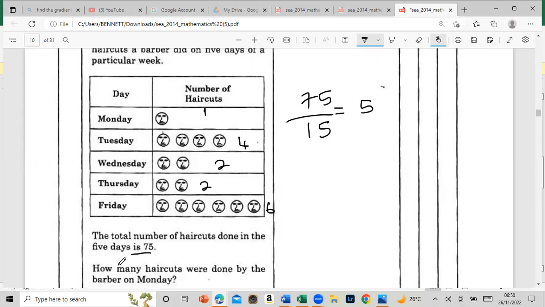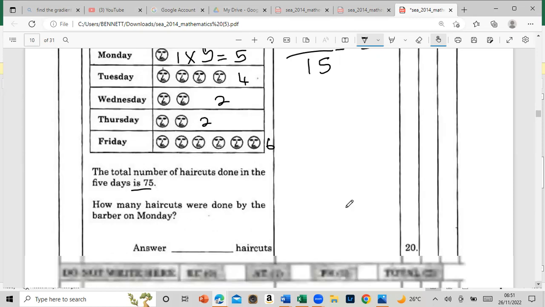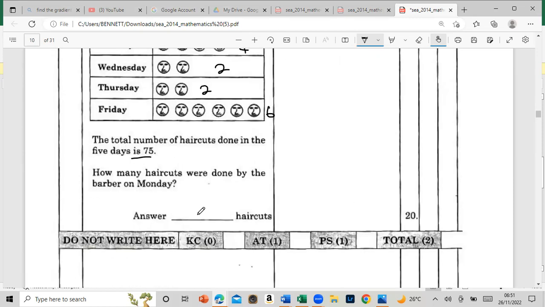It says, how many haircuts were done by the barber on Monday? So that means it's 1 times 5, that gives us 5, as 1 face represents 5. So that's 5 haircuts.